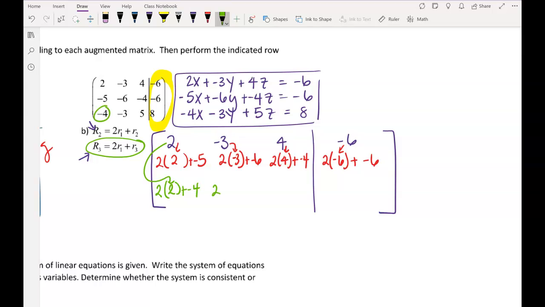Same thing on the middle entry here, 2 times negative 3, and the value from row 3 is now negative 3. Same thing, 2 times row 1, which is going to be 4, add value from row 3, which is positive 5, and one more, 2 times value from row 1, which is negative 6, add 8, since that is the value from row 3. Okay, so each column, you maintain its position, all right?